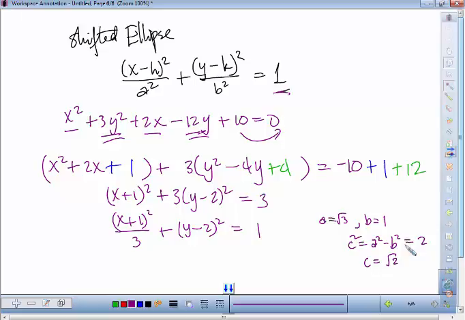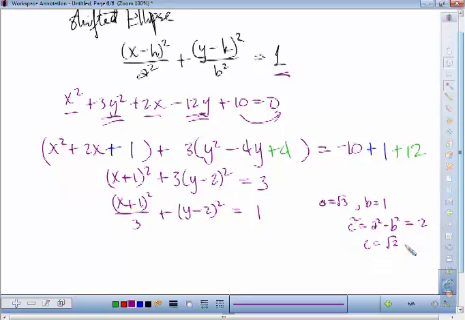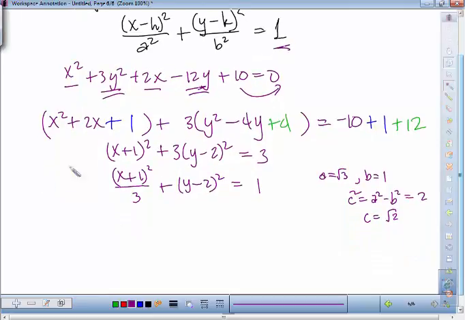All right, so that's going to help us find our focus points. But now our new center, our center isn't 0, 0 anymore. What's our new center? Negative 1 comma positive 2. That's our new center, right?